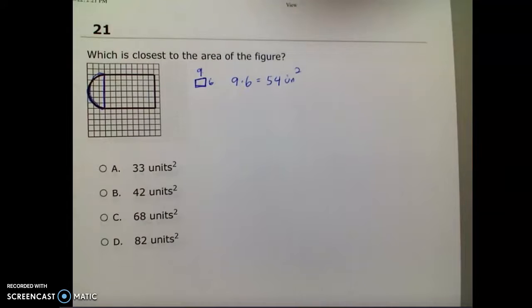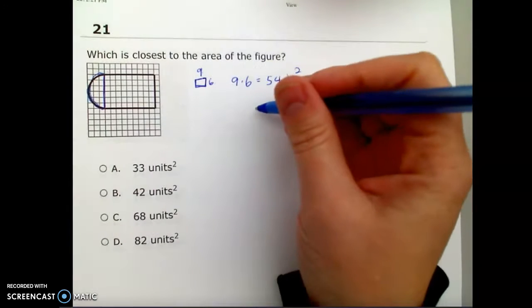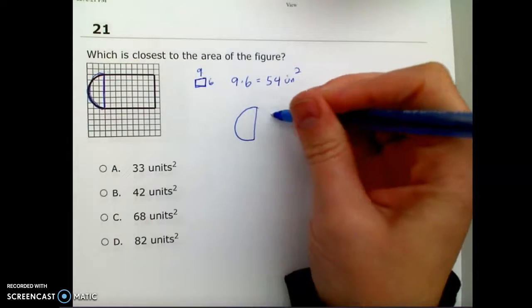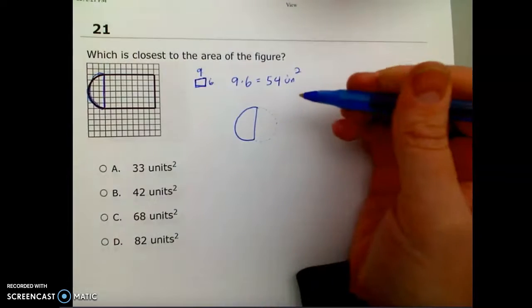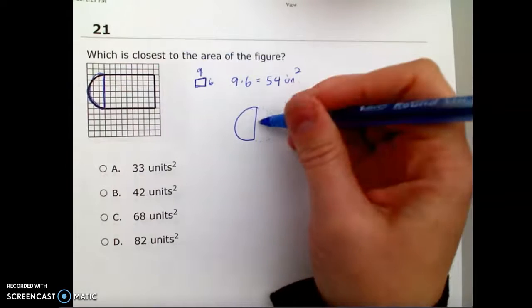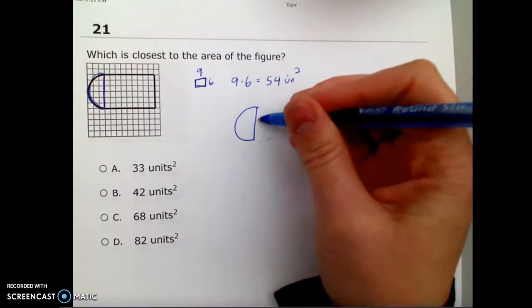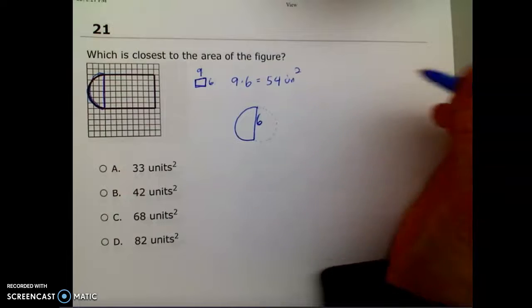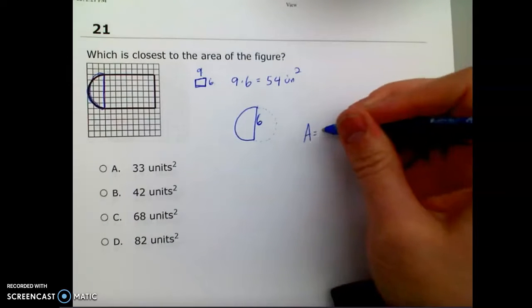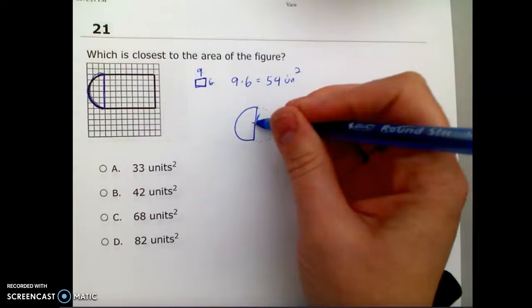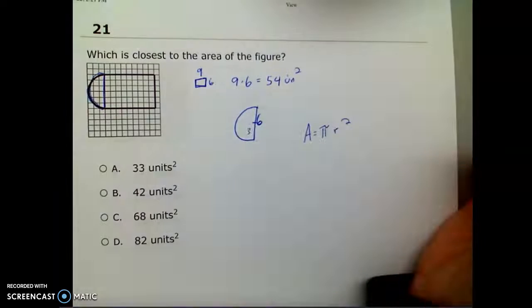Now I can tackle the half circle. Okay, so my half circle, for a minute, let's just pretend it's a whole circle. And since the up-down was 6, that tells me that the diameter is 6. But I don't need the diameter. My formula needs the radius squared. So half of 6 gives me 3.